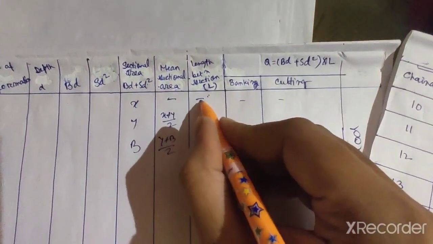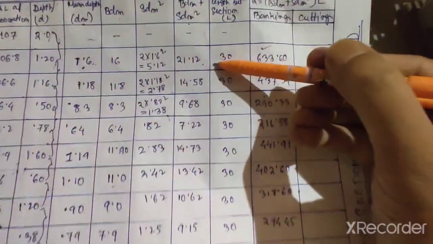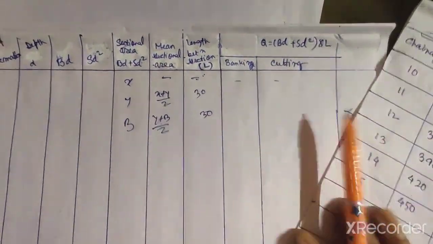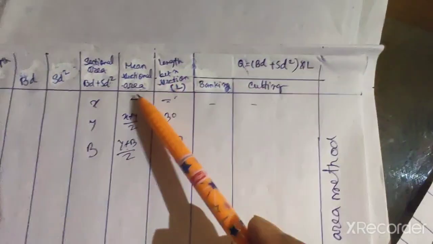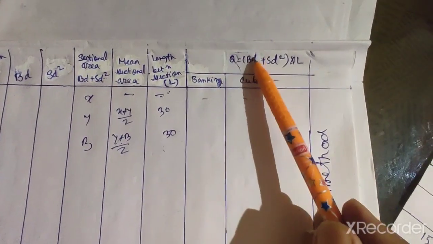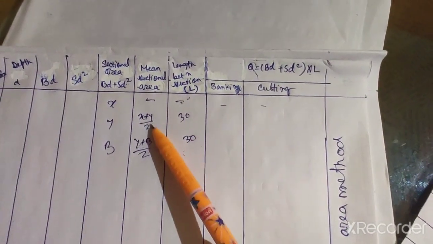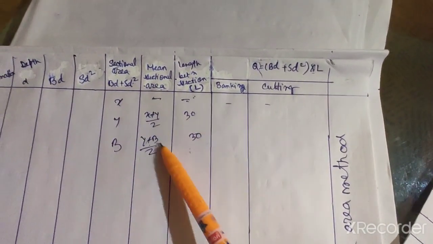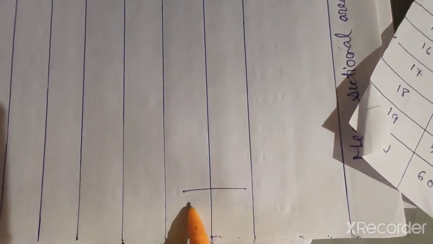What is L here? L is nothing but 30 in each and every case, just like the previous case, because the problem is the same, only the method is different. So we have found out the mean area. We have got L, so it is very easy for us to calculate the volume. Mean area multiplied by length gives the volume. Just like that, we have to find out the volume for each and every station, and then finally the total.